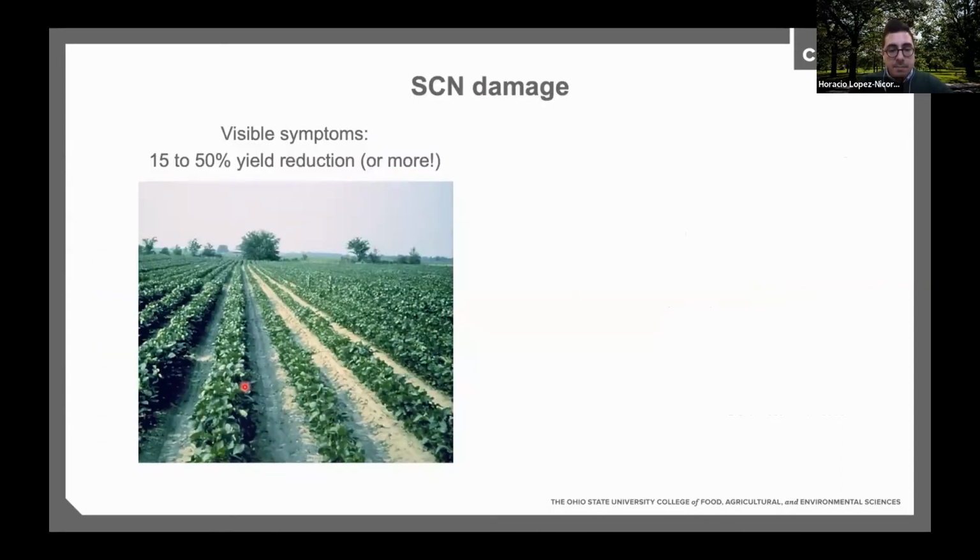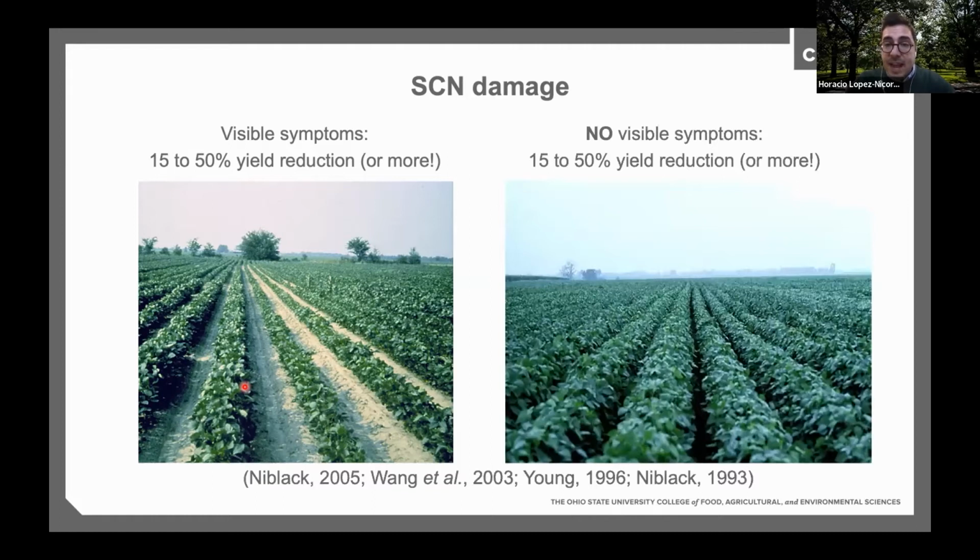So there's a lot of research out there from different trials across the Midwest region that soybean cyst nematode can reduce yield between 15 to 50 or more percent. And really, a lot of the research that we're doing and showing over and over is that this reduction can actually take place with absolutely no symptoms, which for me is a nightmare.